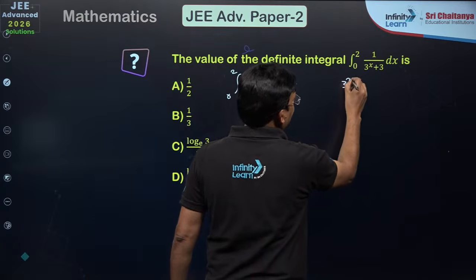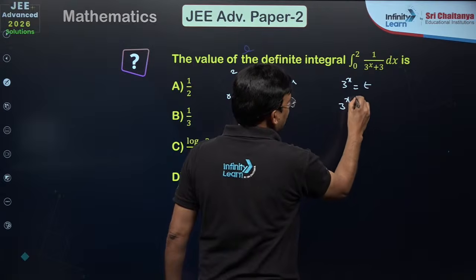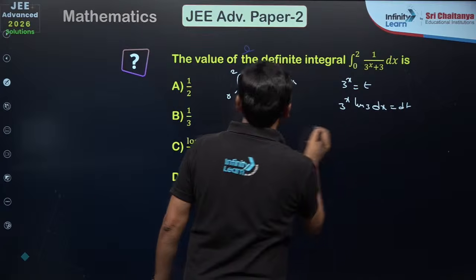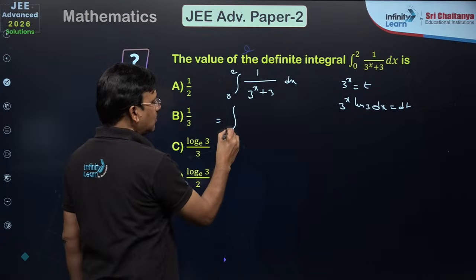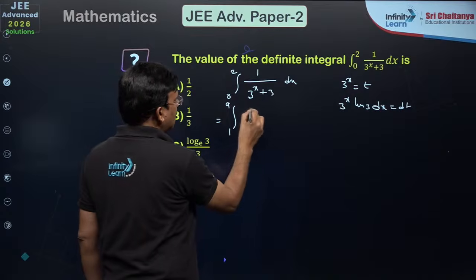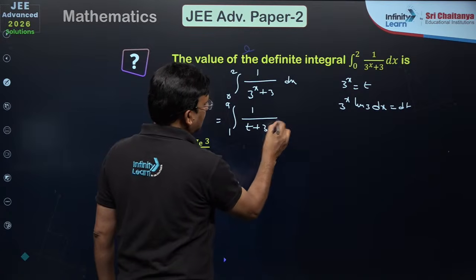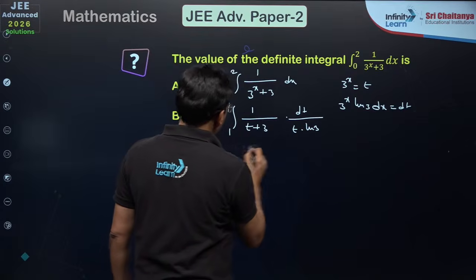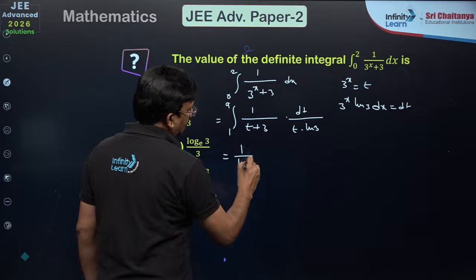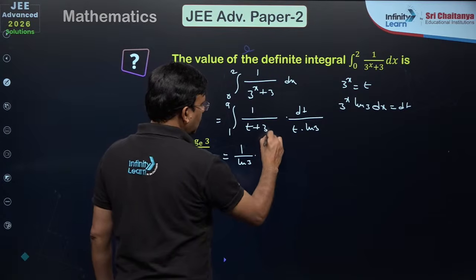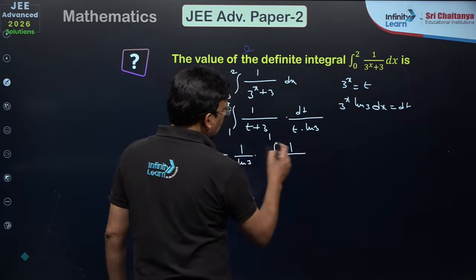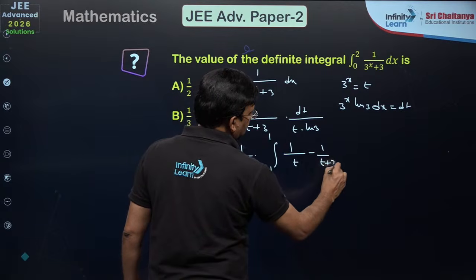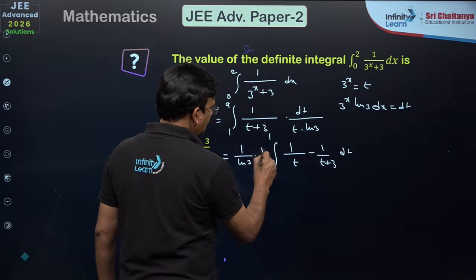Simply you take 3^x as t, and hence 3^x into log 3 into dx is equal to dt. So when x is 0, this is 1, when x is 2, this is 9. 1 by (t + 3), and dx is dt by (t ln 3). So 1 by ln 3 into integral 1 to 9, this is 1 by t(t + 3). See, 1 by t minus 1 by (t + 3) into dt, and 3 comes here.